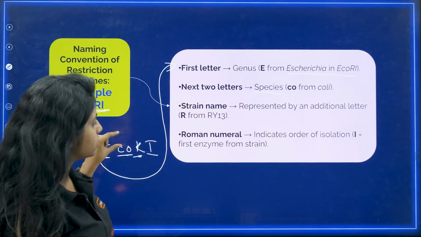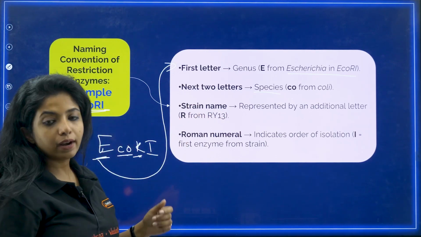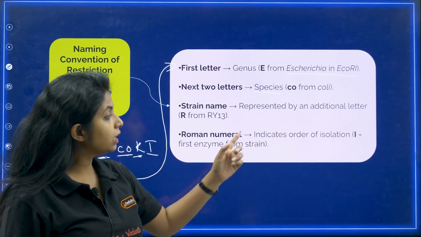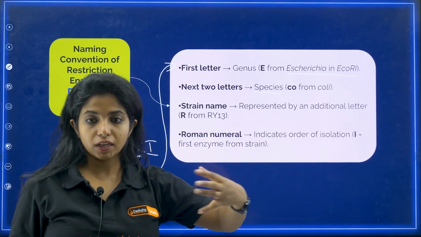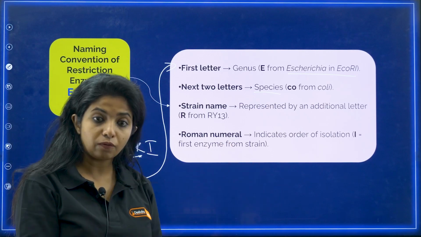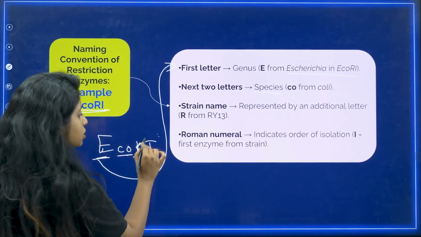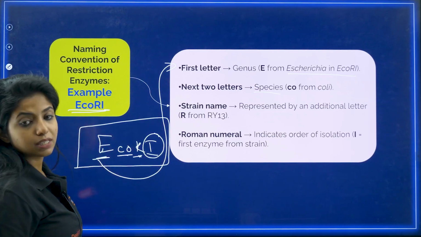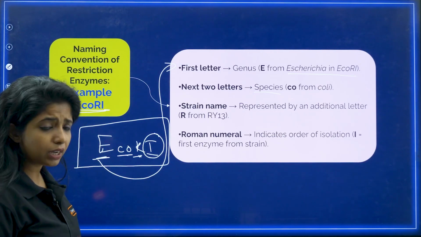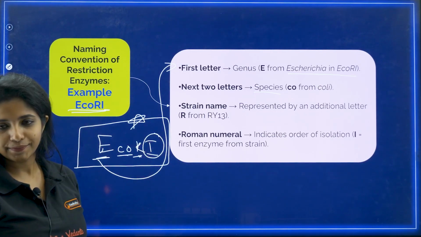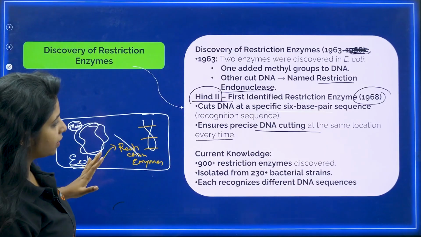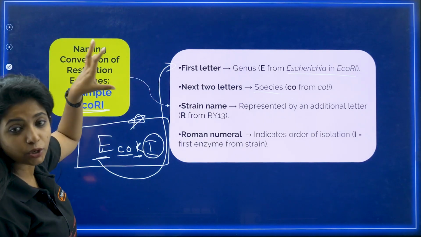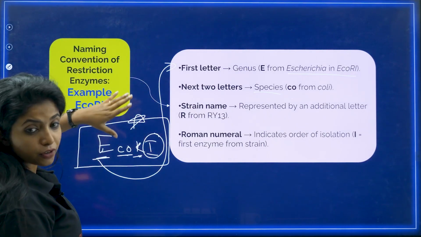So you take the first letter, that is R over here. Now what is I? The Roman numeral is put on the basis of how it was discovered. It indicates the order of isolation, the first enzyme, second enzyme, or the first enzyme from the strain, whatever it was. So it was the first enzyme to be taken out from the E. coli, which is why its name is EcoRI. It's a very famous restriction enzyme, my dear children. Okay, so I hope you got that as well. Cool. Now please remember HindII has 6 base pairs, and over here EcoRI also has 6 base pairs, but this is not the first one that was identified.